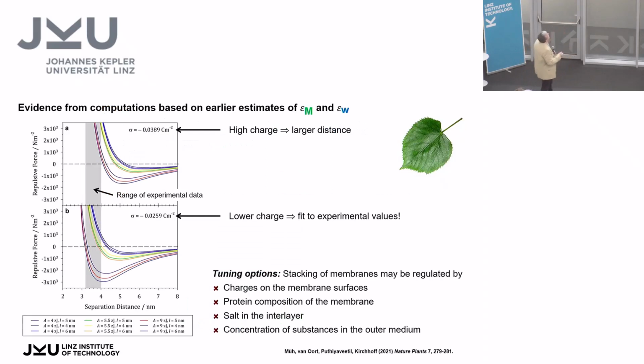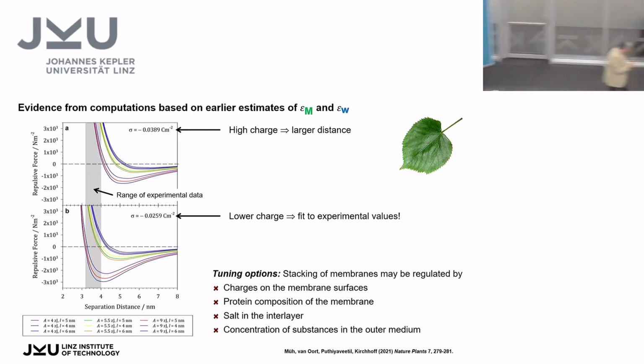Recently, we did some calculations on that based on earlier estimates of these functions and found the following. If you look into these curves, when they cross the zero line, then this means the force is zero, so there is force balance. And this determines then the distance between the membranes.